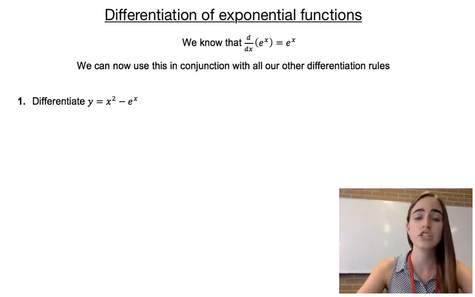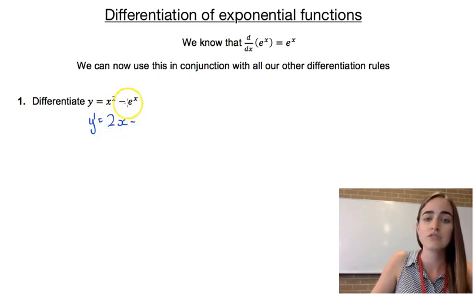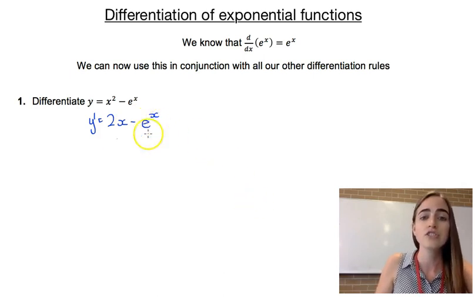We've got differentiate y equals x squared minus e to the x. So to differentiate that, we can have y dash equals, we differentiate this bit, which would just give us 2x, minus the derivative of this, which just stays as e to the power of x. So just applying that one little extra rule that we know now in with the things that we already know.